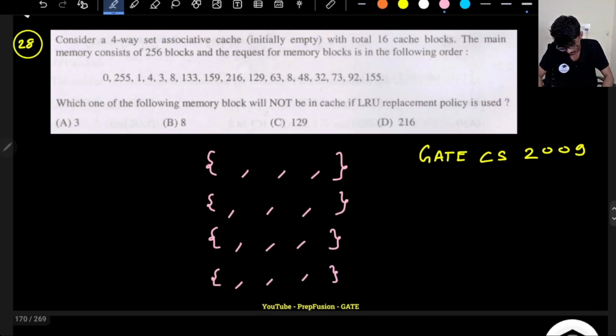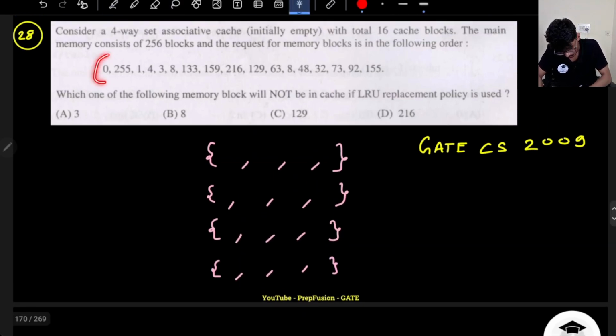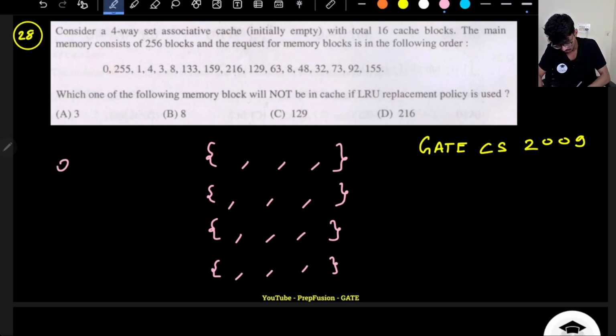So if I am calling for block 0, where will I place it? It is 0 mod the number of sets, right? 0 mod 4, so it will be 0. Set number 0, set number 1, set number 2, set number 3. It will be placed in set number 0 only, so 0 will be placed here.